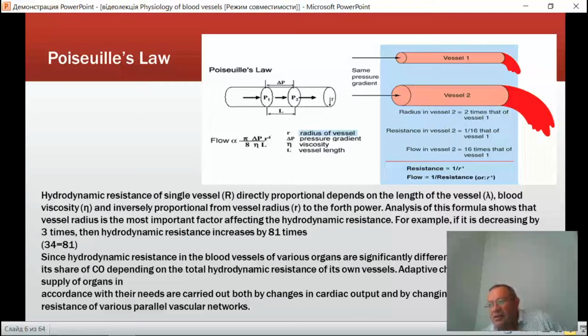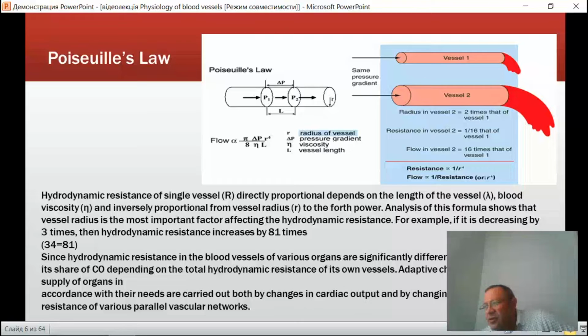Hemodynamic resistance of single vessels. On the picture you can see R is directly proportional to the length of the vessel and blood viscosity, and inversely proportional to the vessel radius to the fourth power.